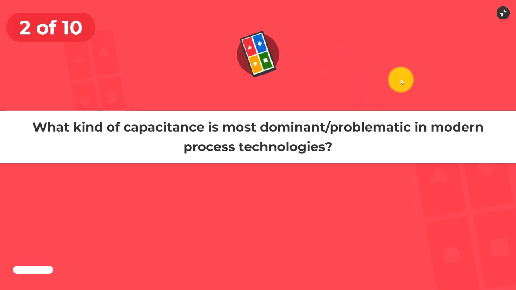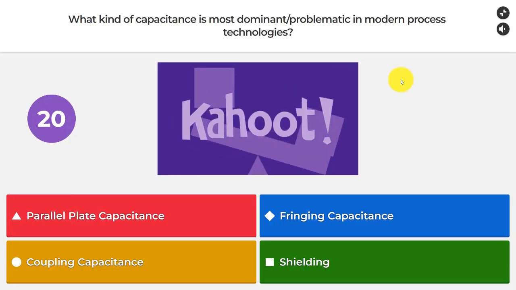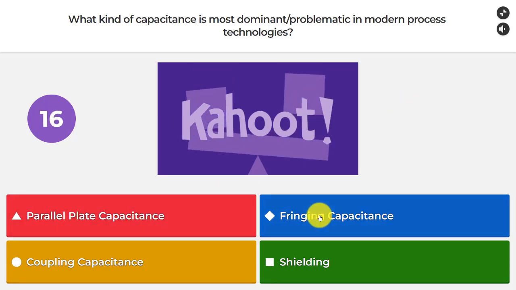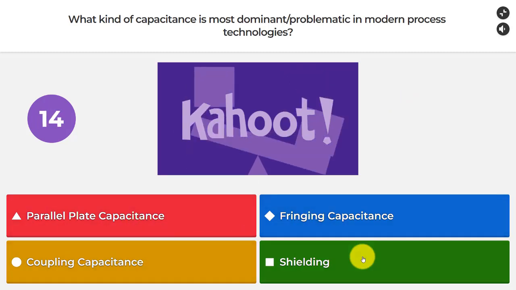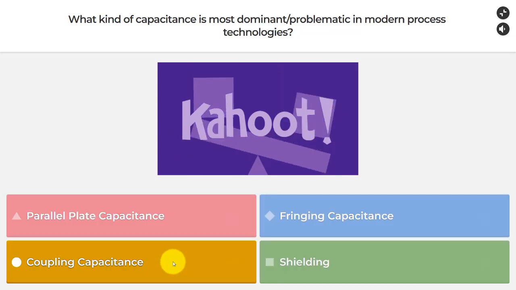Our second question, what kind of capacitance is most dominant or problematic in modern process technologies? Is it parallel plate capacitance, fringing, coupling, or shielding? And the answer, of course, is coupling capacitance.